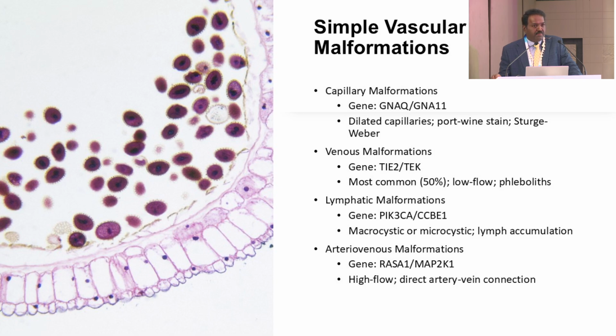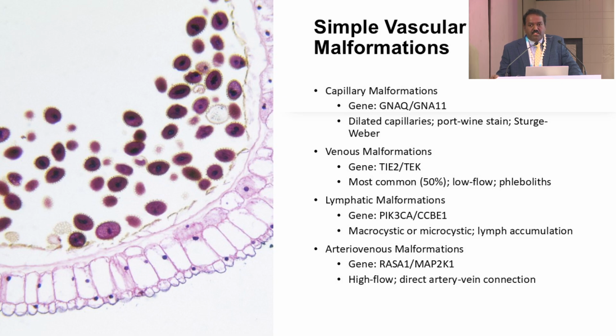Lymphatic malformation, the gene is PIK3CA. It could be a macrocystic or microcystic malformation, or you can just have a lymph accumulation. And AV malformation, again, the gene is RASA1, which is obviously the high flow malformation we talked about, and it's a direct connection without any capillaries in between.